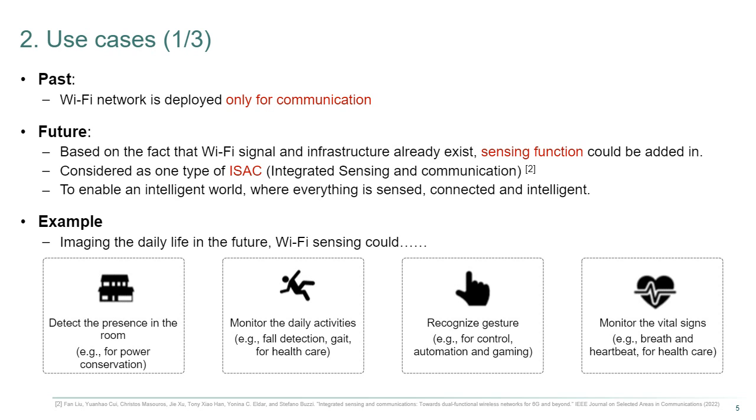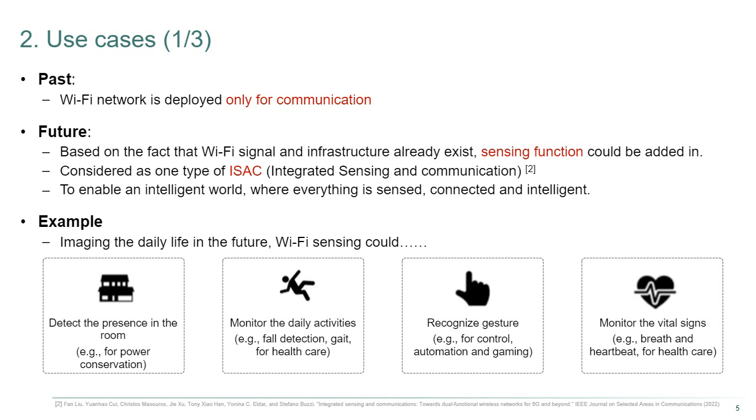Wi-Fi sensing could be considered as one type of ISAC, integrated sensing and communication. And as I mentioned, it's the first international standard for ISAC. The final vision could be that we would like to enable an intelligent world where everything is sensed, connected, and intelligent.